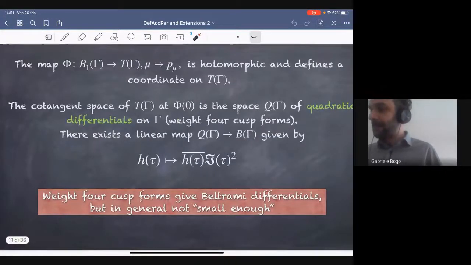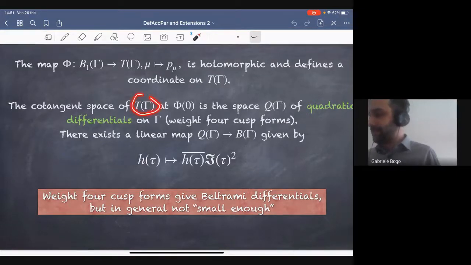So in particular, we get a map from the space of Beltrami differentials of bounded norm to the Teichmüller space, sending mu to the representation defined by mu. And this is not only a map, this is holomorphic, and in fact, you can define a complex structure here by requiring that this map is holomorphic. Why do we care about this? Because of the following reasons.